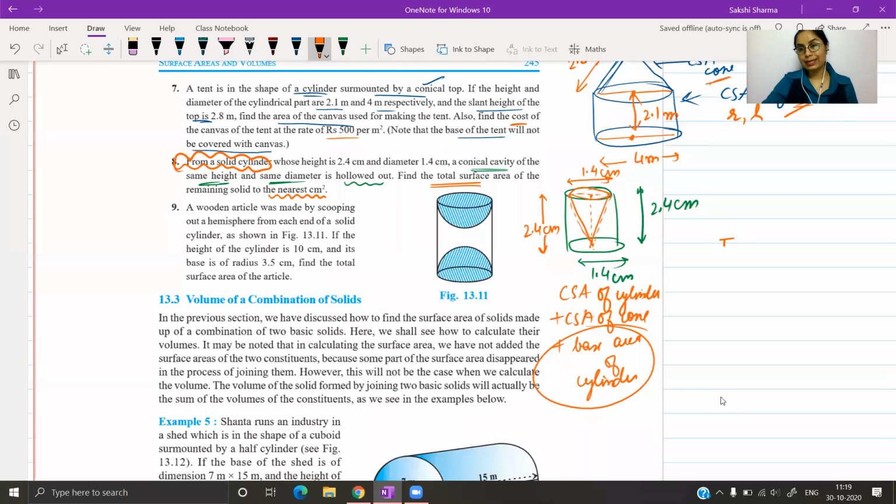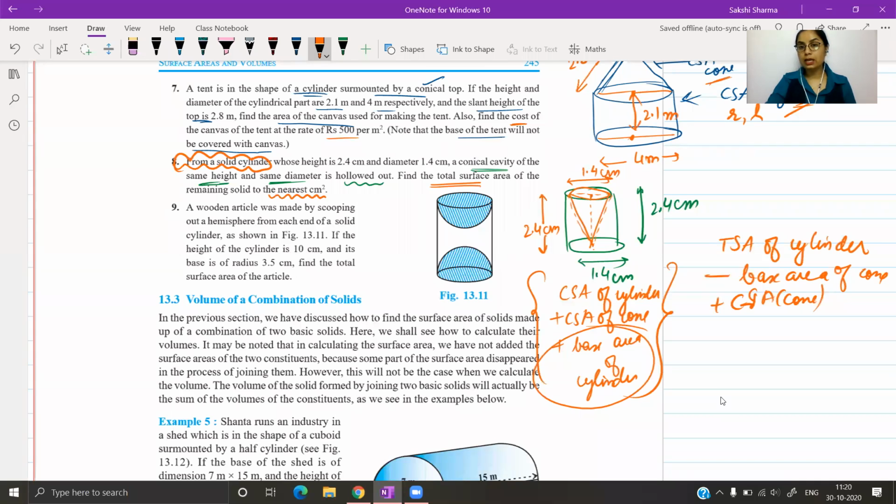Or you could also write like this: total surface area of the cylindrical part minus the base area of cone plus CSA of cone. This is another way. Both are equivalent. I'm going with this one. Just by looking at कि मेरे solid shape में कौन कौन सी surfaces हैं. एक cylinder की outer curved surface है, cone की अंदर वाली curved surface है और cylinder का base है. So these are the three surfaces for which I want to find out the area.